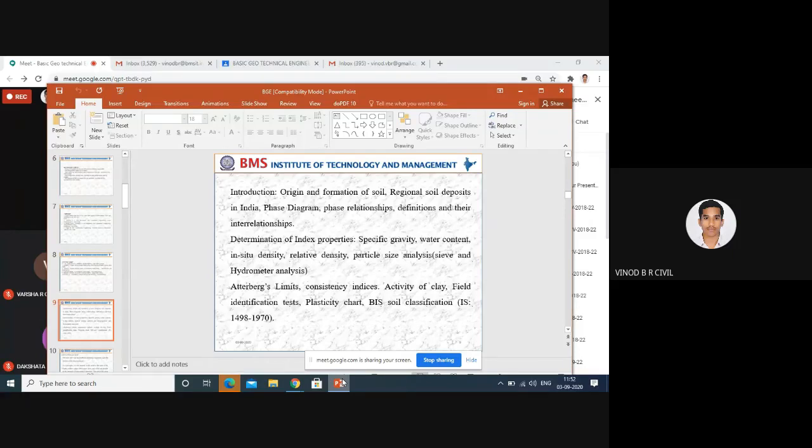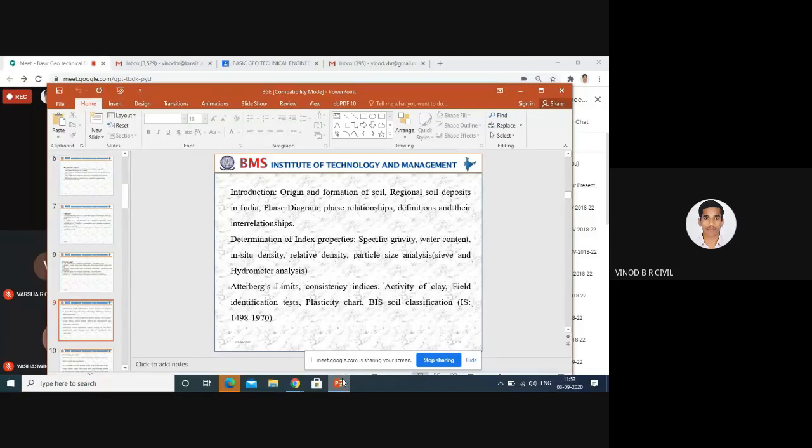In today's class, we are starting the first module. As we know, we already discussed the syllabus. Once again, I will brief about the first module. There is the introduction to basic geotechnical engineering, origin and formation of soil, regional soil deposits, and phase diagram. Different types of phase diagrams, and the mathematical relationships with each term and definitions come under the first part of the first module.